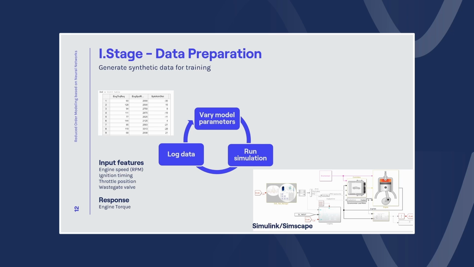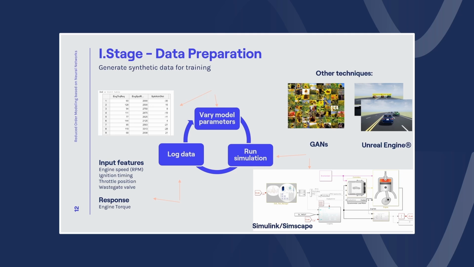The first step is to develop a set of experiments that we want to generate data from. Then we can run the respective simulations in Simulink. Finally, we can collect the data that we need. In other kinds of problems, you may generate synthetic data with other techniques. These techniques may include generating images using GANs or using visualization environments like Unreal Engine.